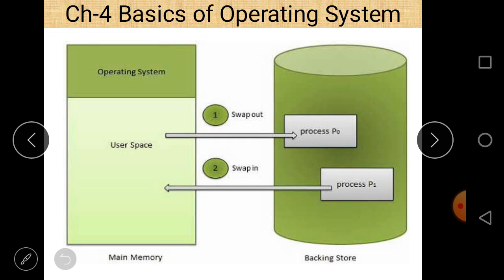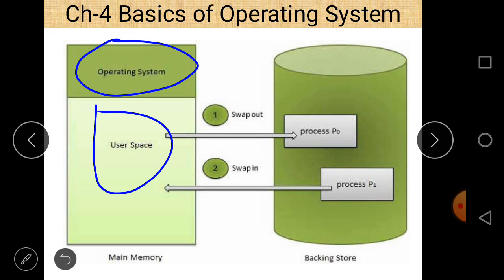You can easily see here a small diagram. This is a RAM, and a particular portion of the RAM is allocated to our operating system, and the rest is allocated to the user space, in which we can access a program. This is the main memory, meaning RAM, and that is backed by storage. We can consider it as a hard disk, and we can easily swap programs from hard disk to RAM and RAM to hard disk only because of an operating system. So that is the main purpose of an operating system.